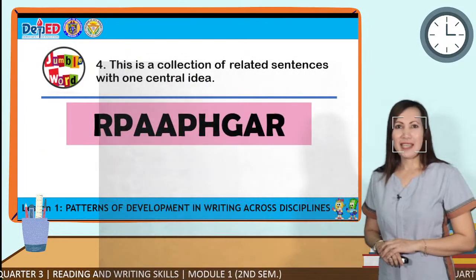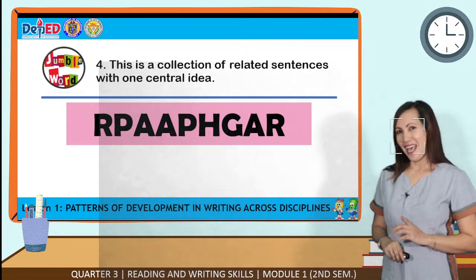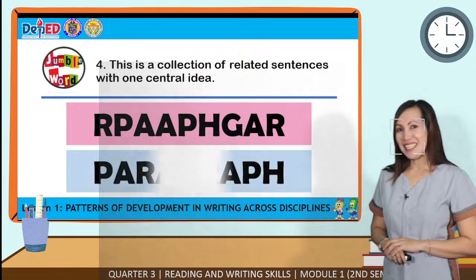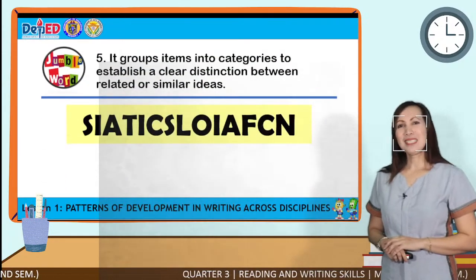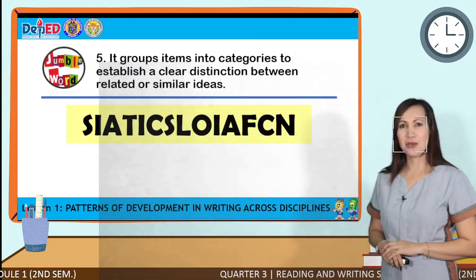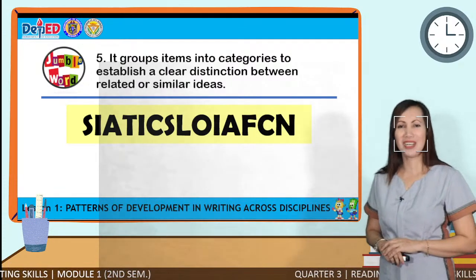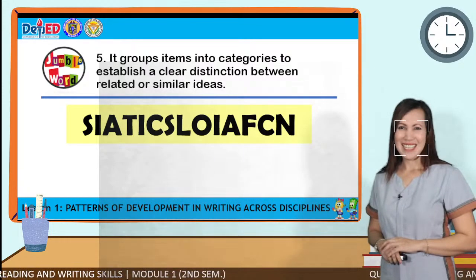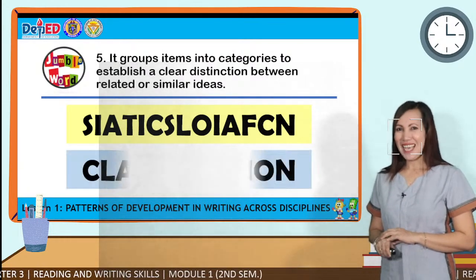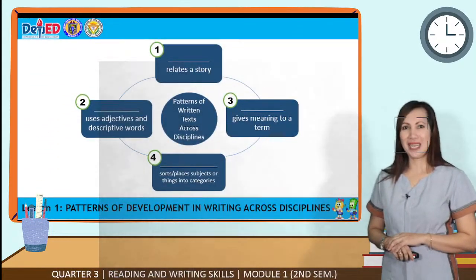Number 4. This is a collection of related sentences with one central idea. I know you know the answer. That is paragraph. And the last one, it groups items into categories to establish clear distinction between related or similar ideas. What is the correct answer? Yes, you got it right. That is classification. Let's move to another activity.